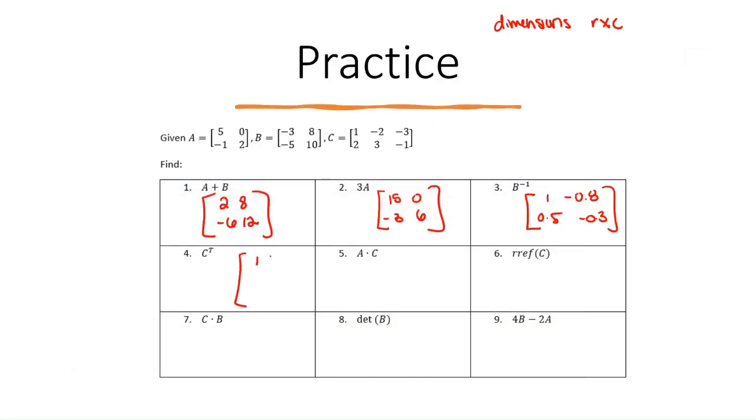So 1, 2, negative 2, 3, negative 3, negative 1. So that first row, 1, negative 2, negative 3, is now the first column. And the second row is now the second column.